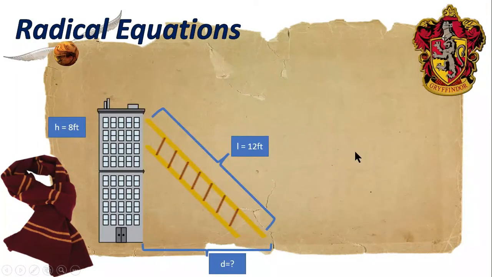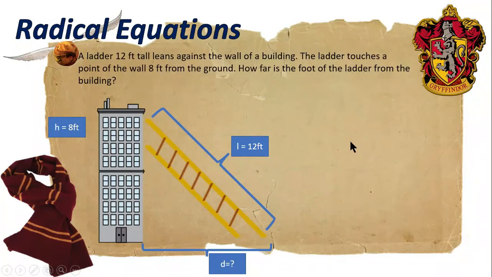another problem. A ladder 12 feet tall leans against the wall of the building. The ladder touches a point of the wall 8 feet from the ground. How far is the foot of the ladder from the building? Okay, so this is the ladder, 12 feet tall, and it leans against the wall of the building. So this is the building. The ladder touches a point of the wall 8 feet from the ground. So from this ladder to the ground measures 8 feet.